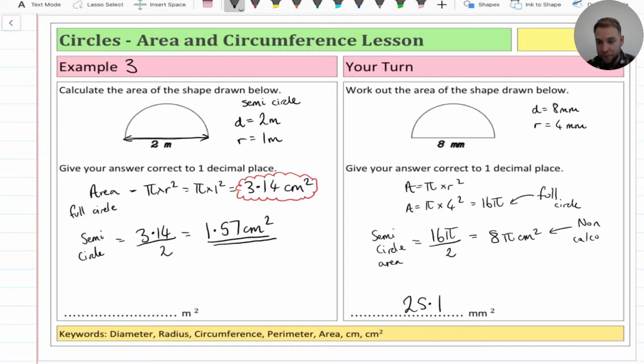Brilliant. Super. Really good. Well done to all those who got it. Brilliant. Very impressive.